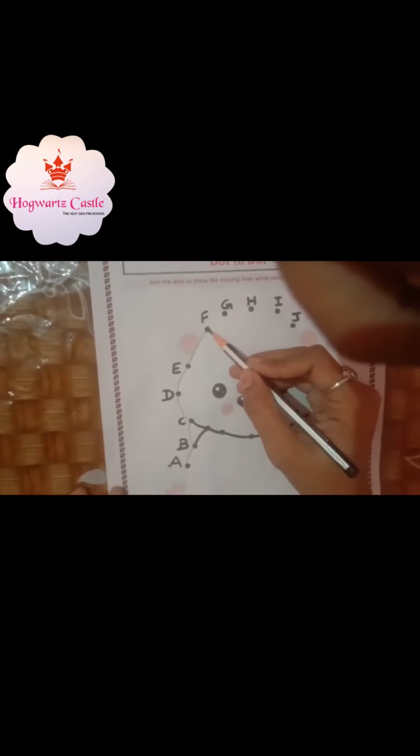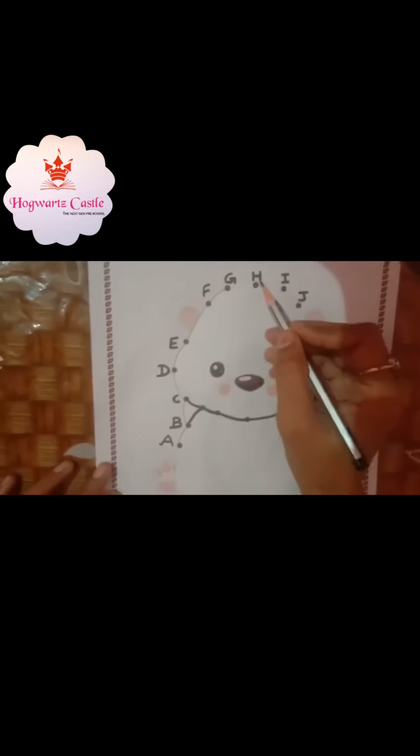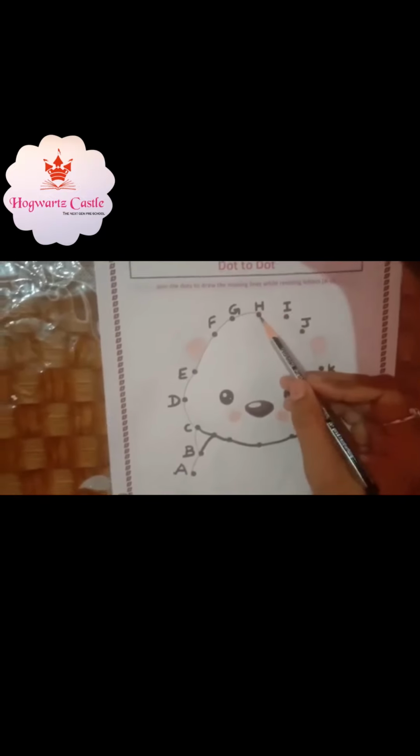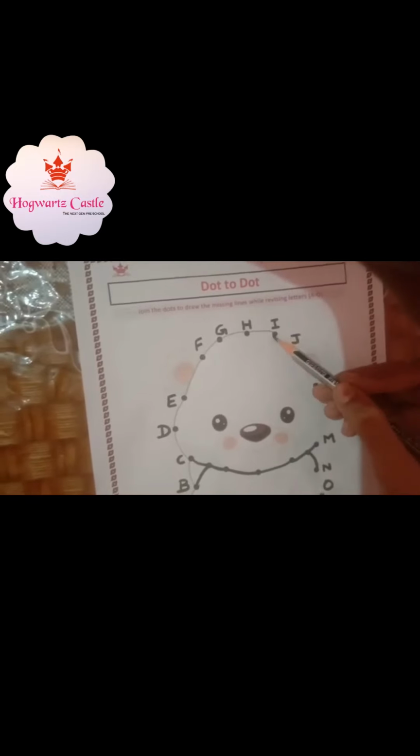What letter comes after F? Letter G. Join F to G. What letter comes after G? Letter H. Join G to H. What letter comes after H? Letter I. Join H to I. What letter comes after I? Letter J. Join I to J.